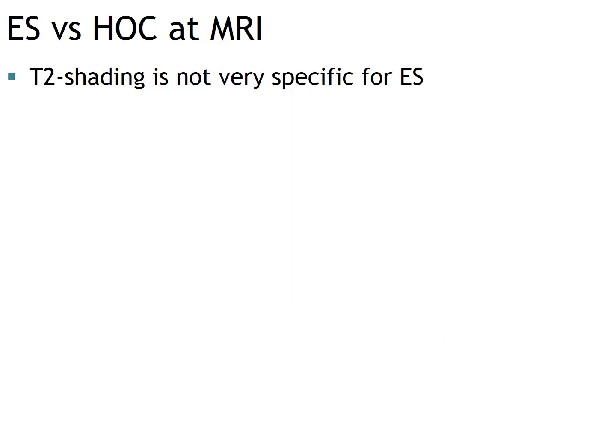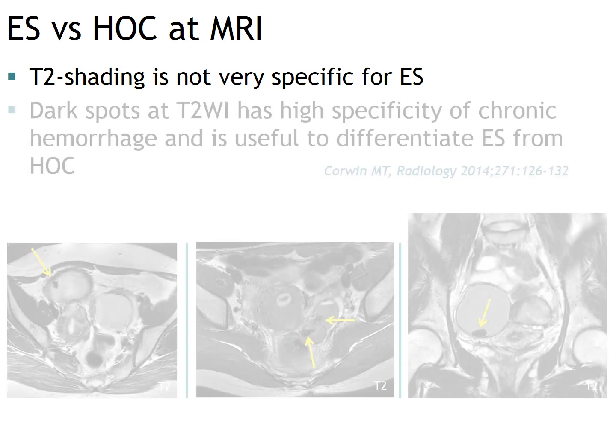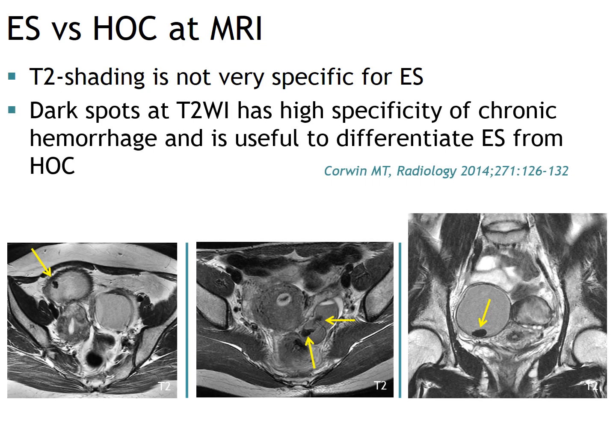If we have a difficulty in differentiation between endometriosis and hemorrhagic ovarian cyst at ultrasound, we may use MRI. T2 shading is not very specific for endometriosis. If we see dark spots at T2 weighted image like these 3 different cases of endometriosis, this finding has high specificity of chronic hemorrhage and therefore is useful to differentiate endometriosis from hemorrhagic ovarian cysts.